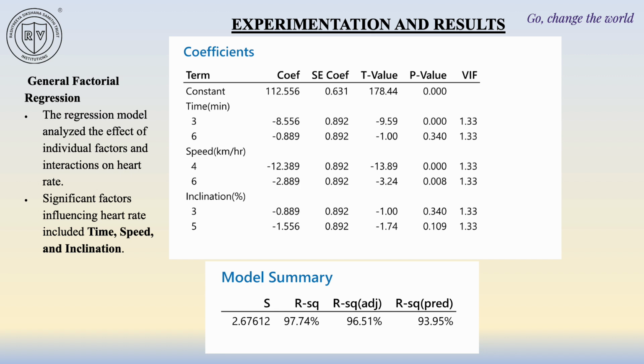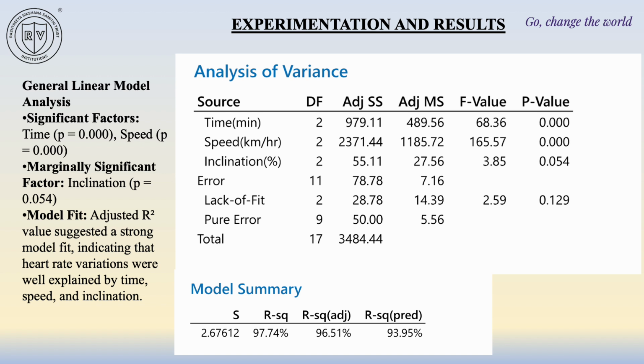As I discussed, 0.054 is marginally significant. But the R-squared value suggests that it's a strong model, indicating that the heart rate variations were well explained by time, speed, and inclination, meaning the factors I've chosen and the levels at which they were done were equally distributed with each other. And then it's a well perfect model to conduct our experiment.